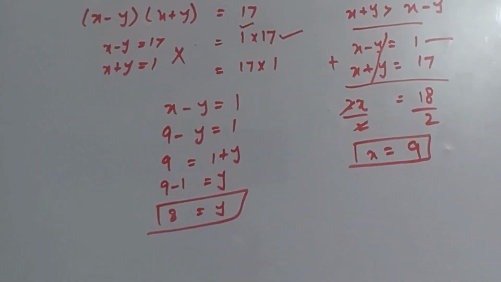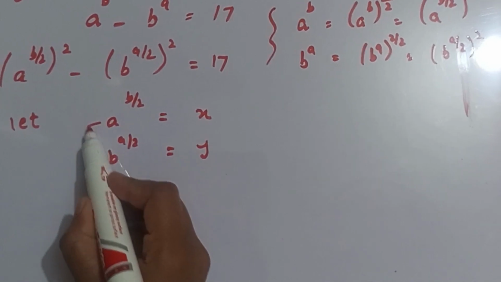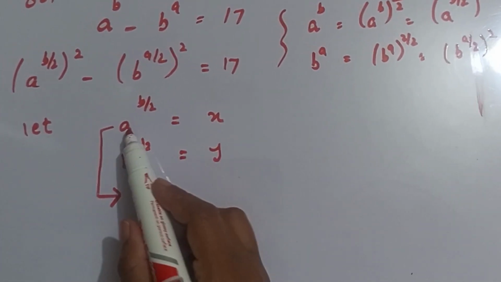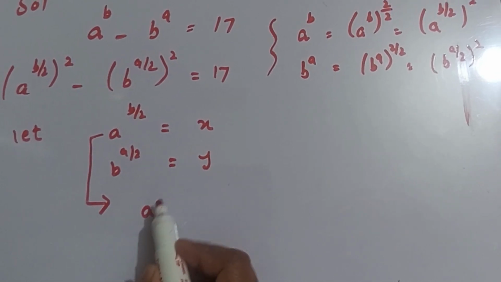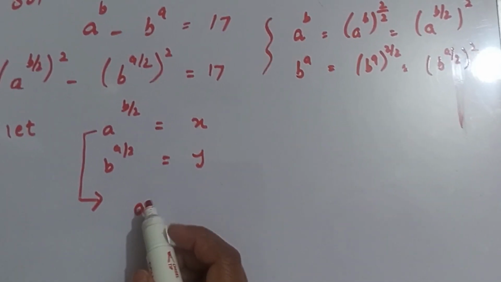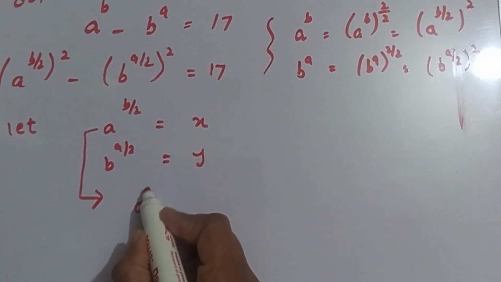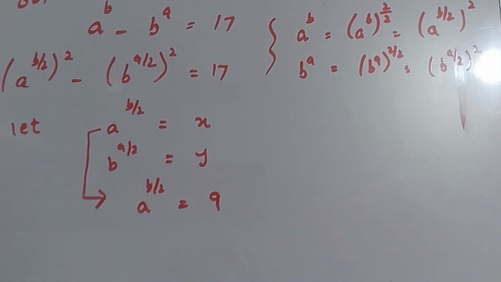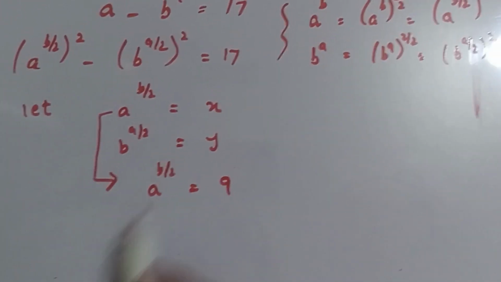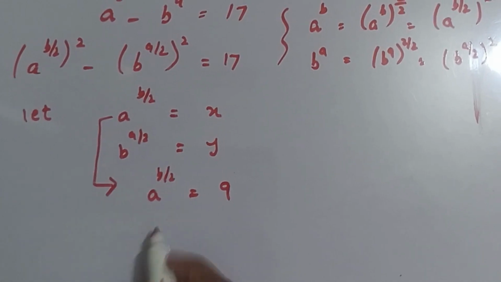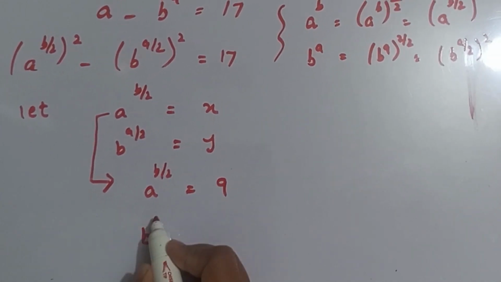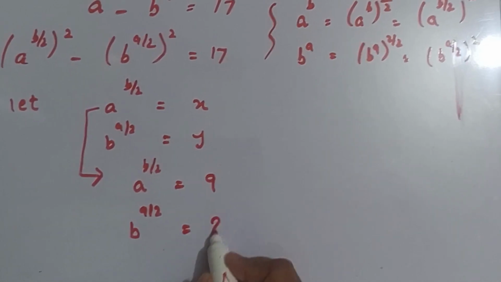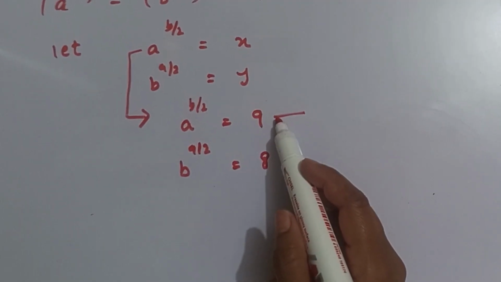In the start, we let x be equal to a raised to the power b over 2, and in our question x is equal to 9. So here we write a raised to the power b over 2 is equal to 9, and y is equal to 8. So b raised to the power a over 2 is equal to 8. Now focus on these equations.